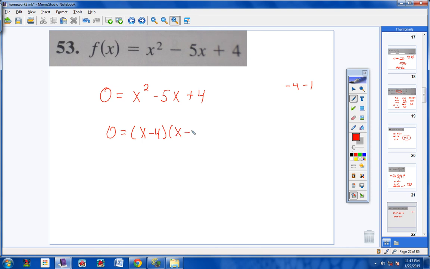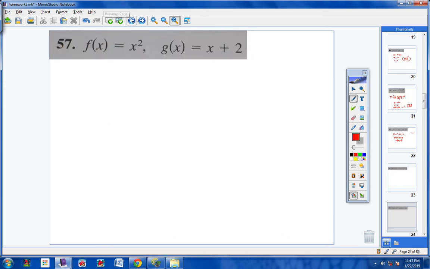x minus 1. Now, take this parenthesis, set it equal to 0 and solve, and you'll get 4. Take this parenthesis, set it equal to 0 and solve, and you'll get 1. So, x equals 4, x equals 1. Okay? So, if I said to you students, what x values make this function become 0, you would say 4 and 1. Alright? Moving on to number 55.